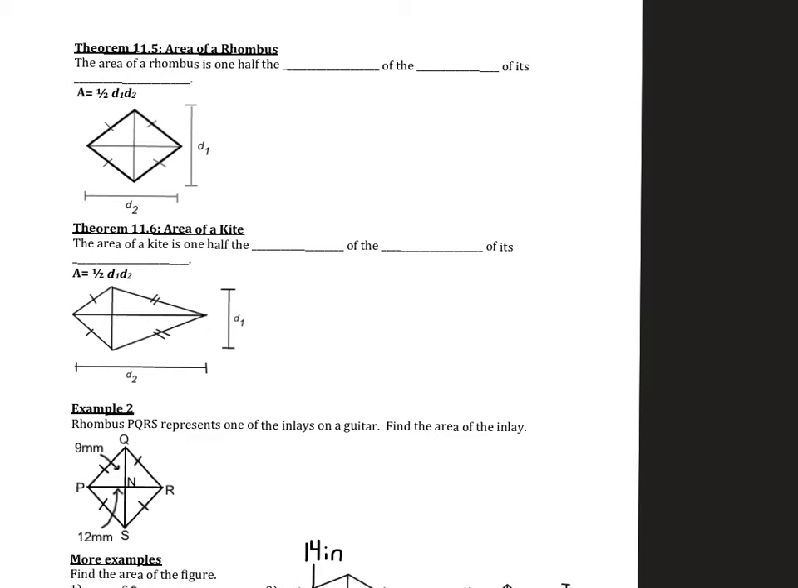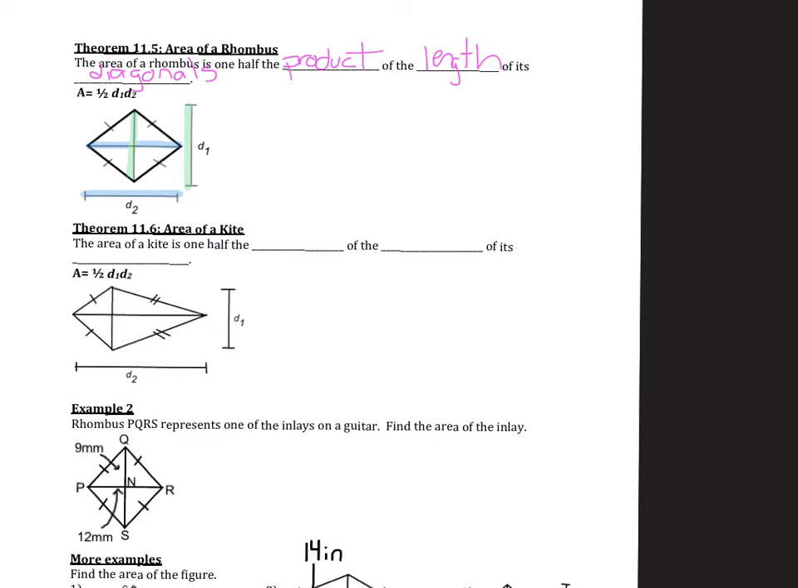All right, area of a rhombus is 1/2 the product of the length of its diagonals. So 1/2 D1, D2. Again, your diagonals are the segments that connect non-adjacent vertices. So sometimes it will be given inside the shape, and sometimes it'll be given outside the shape, whichever is a little bit easier to tell.